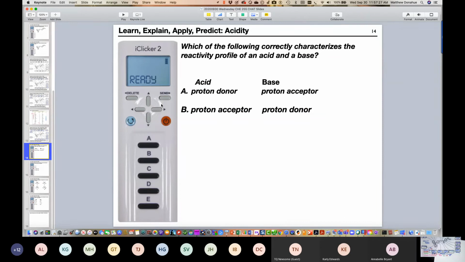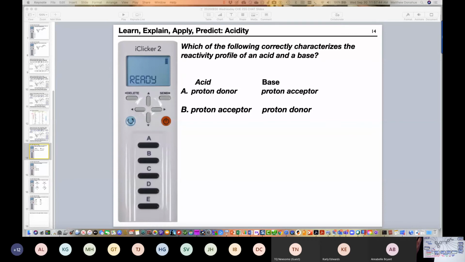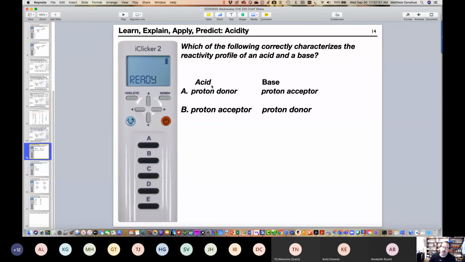Which of the following correctly characterizes the reactivity profile of an acid and a base? So yeah, an acid is a proton donor. A base is a proton acceptor. So acid donor, base acceptor.